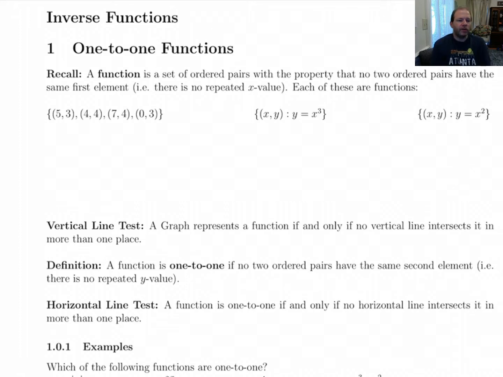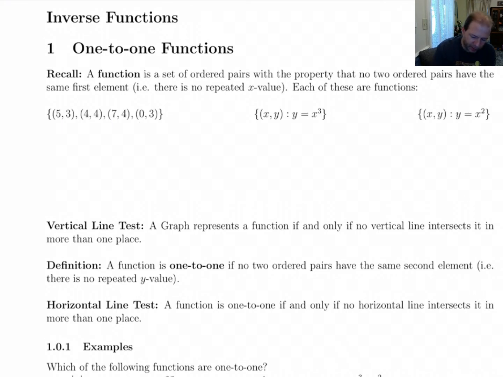So just recall, a function is a set of ordered pairs where it has the property that no first element is repeated at all. And these examples here, all three of them, are functions. The first one, you can tell it's a function because if we look at our x values, we've got 5, 4, 7, and 0. None of those are repeated.